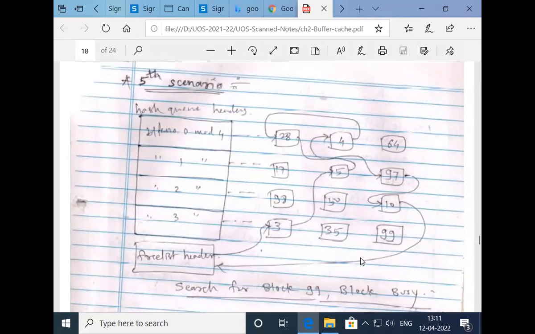जर एखाद्या प्रोसेसला ब्लॉक नंबर 99 च पाहिजे असेल तर ती प्रोसेस काय करेल? We'll see. Right? Either you can take the example of 99 or 35 or 50 or 98 or 17 or 64. जे ब्लॉक आपण फ्री लिस्ट मध्ये दाखवलेले नाहीयेत त्यातला कुठलाही ब्लॉक घेतला तरी चालेल. So here I have taken for example block number 99 which is on the fourth hash queue. Draw this diagram.